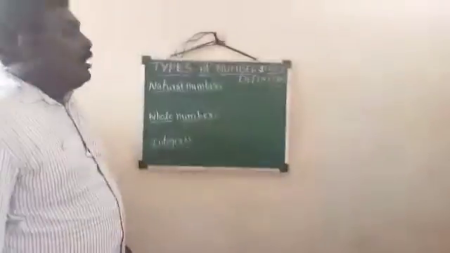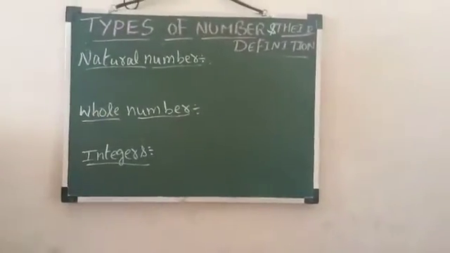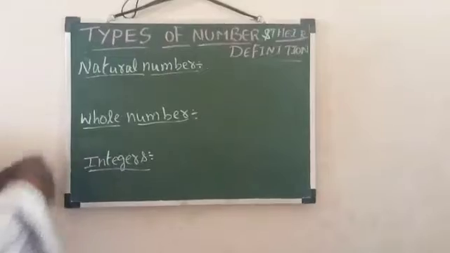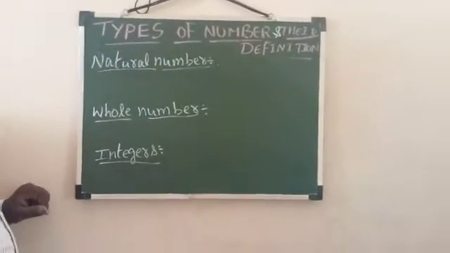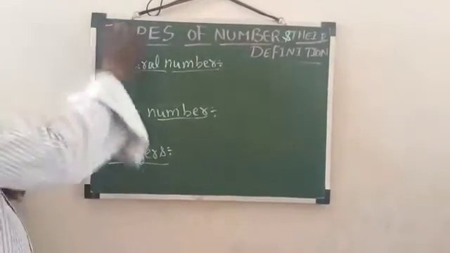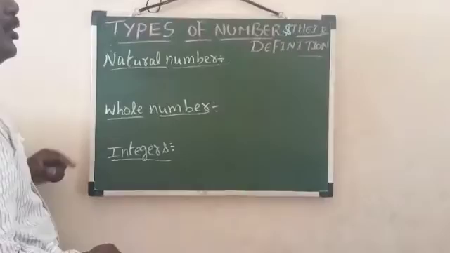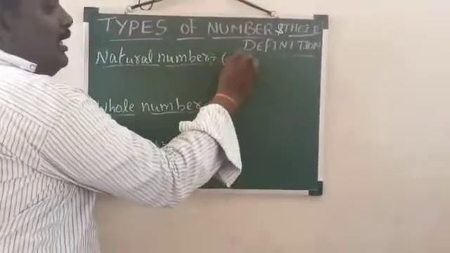Today we are going to discuss the concept of different types of numbers and their definitions. Already we know numbers in the Indian system and the international system, children. But today we are going to discuss types of numbers related to the content of classes 6 to 9, beginning with natural numbers, denoted by N.